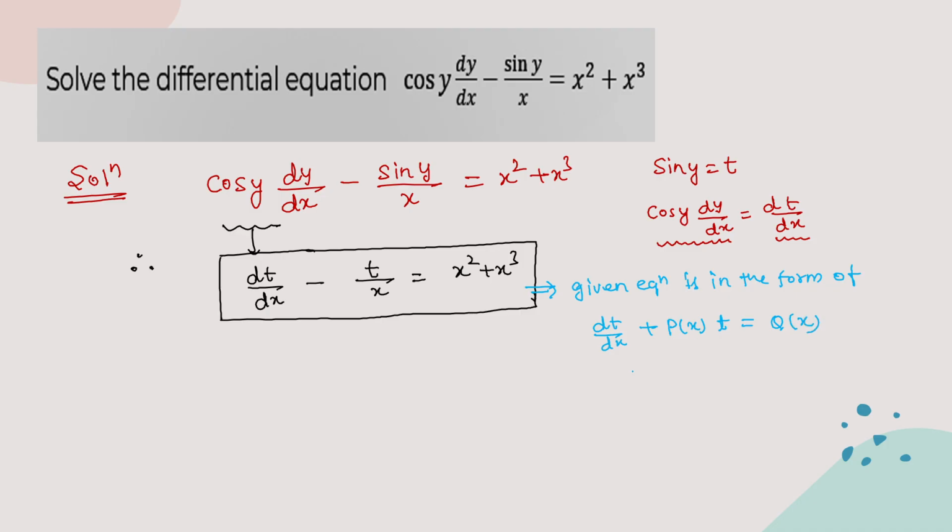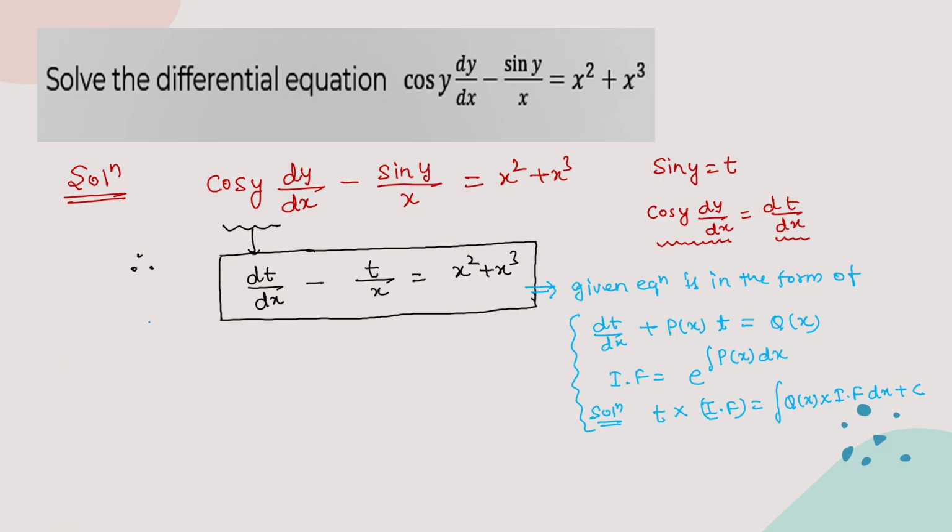Okay, so the integrating factor will be nothing but e to the power integral of p of x dx, the same thing. And the solution will be, instead of y you will be getting t here, t into integrating factor is equal to integral of q of x into integrating factor dx plus c. Okay, this will be the solution in terms of t. So let's quickly solve that and get the answer. This is not a very difficult part.